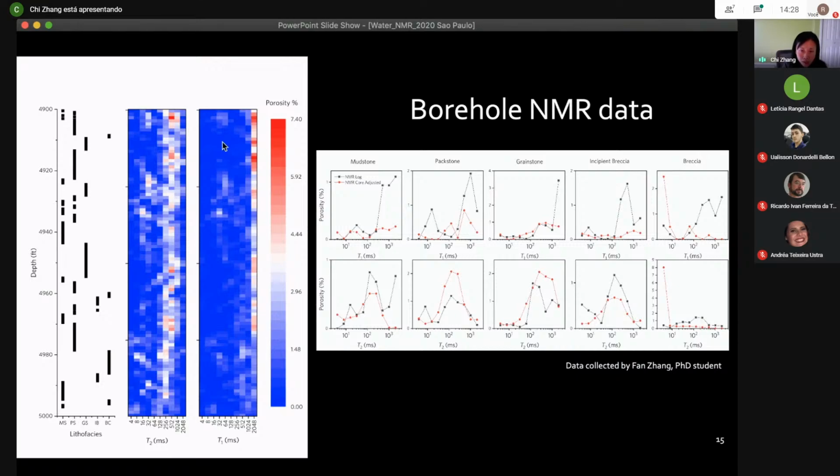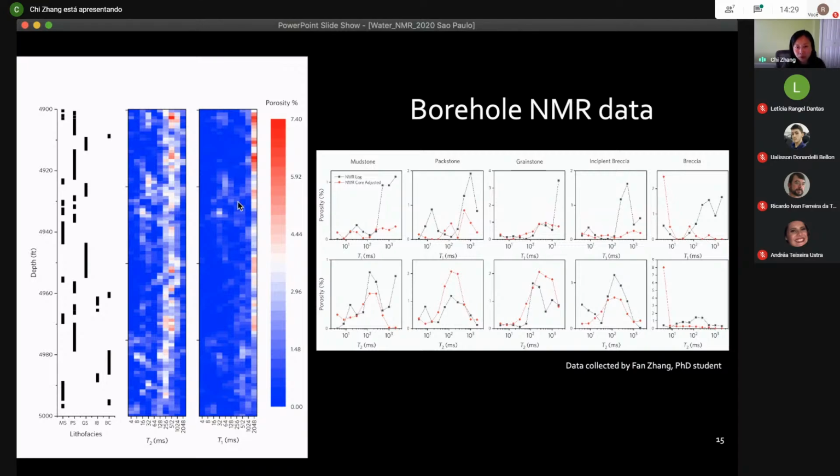And then you can see the color, the heat map showing the porosity distribution, and the warmer the color gets, the higher the porosity. So you can note that this NMR relaxation time is not continuous, it's divided into bins. This is because of the way the borehole NMR works for this type of oil and gas NMR application.